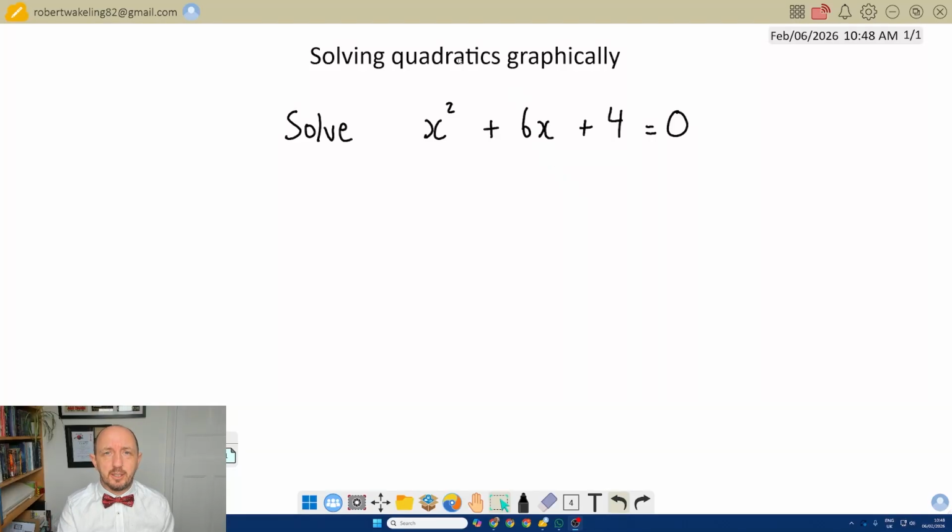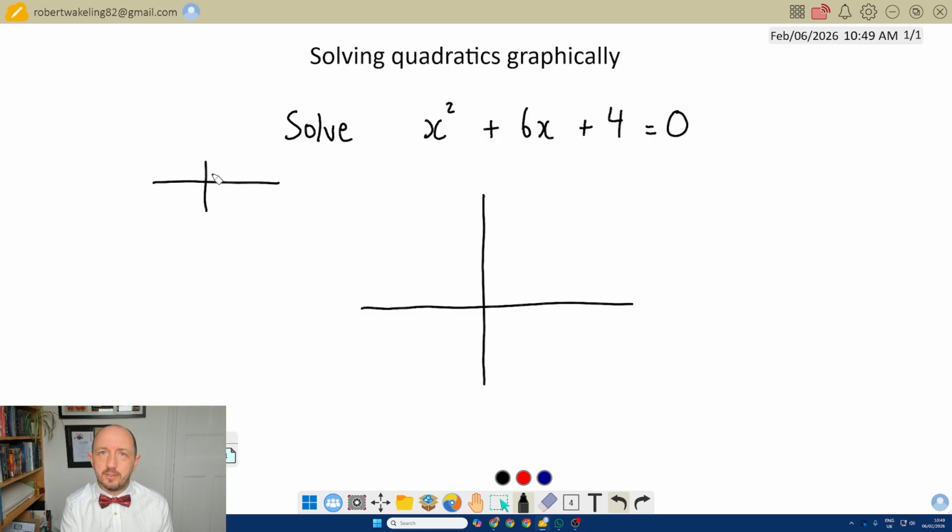In this video, we're going to be looking at solving quadratics graphically and how we can use our calculator to help us with this very common calculator paper question. Okay, so solving x squared plus 6x plus 4 equals 0. We would have a graph and a table of values over here that we would have already done, and your graph might look something like this.